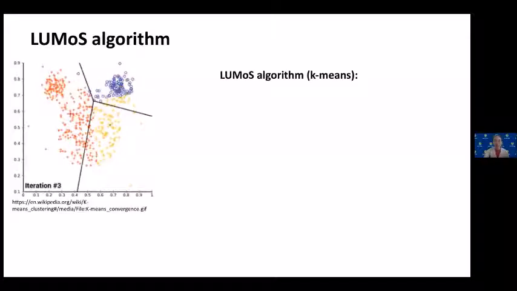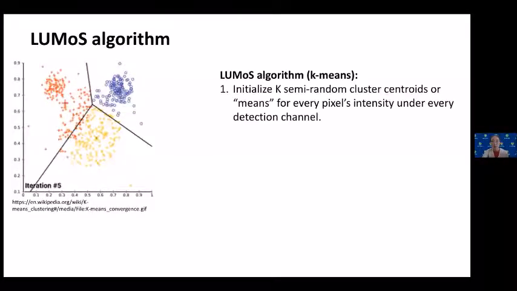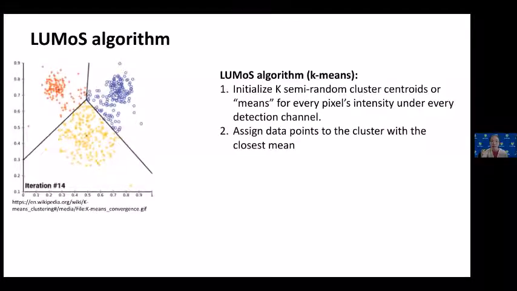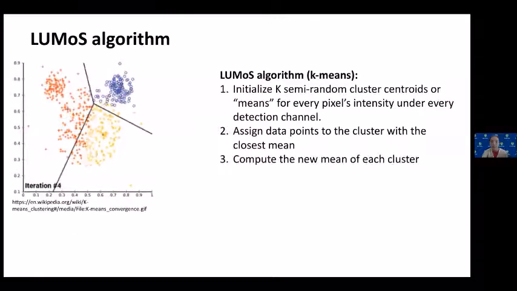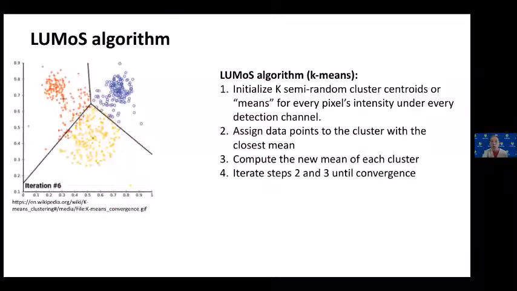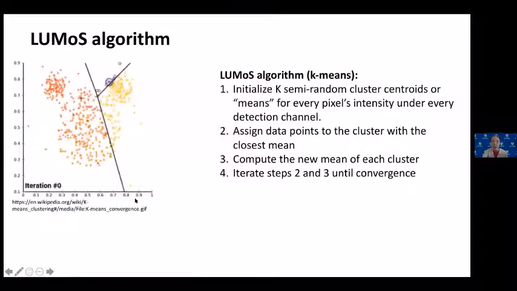The underlying thing about Lumos is just k-means, which is very straightforward: we just initialize with k random centroids, assign the data points to each cluster based on the closest mean, and repeat the whole process. Each individual spot on the plot here would be every pixel's intensity under the detection channels. Here is a 2 detection channel case. We can have more detection channels.